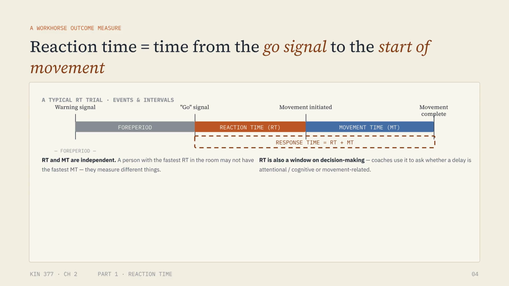Reaction time. The interval of time between the onset of a stimulus signal, the go, and the initiation of the movement. Look at the diagram. First, the warning signal gives the performer a heads up. Then comes the foreperiod, a deliberately variable wait so the participant can't anticipate the go. Then the go signal fires. The interval between the go and the first observable movement is reaction time, RT.